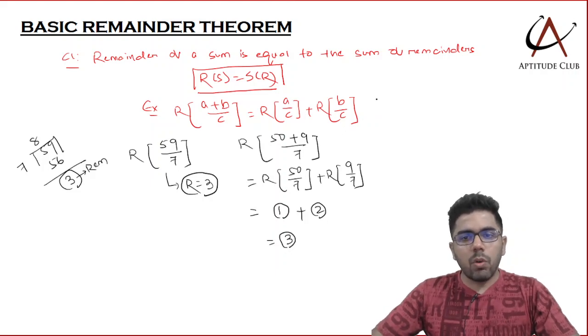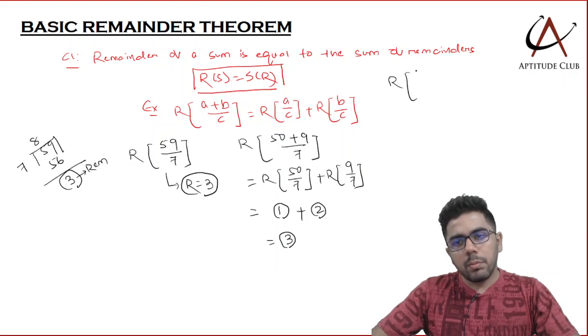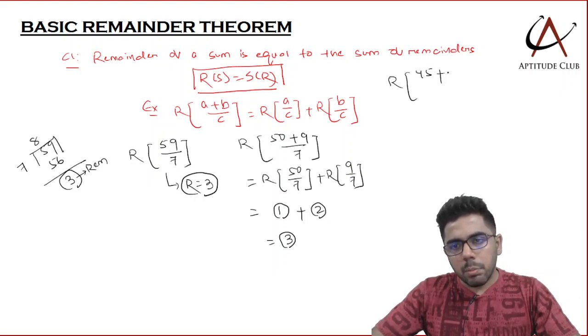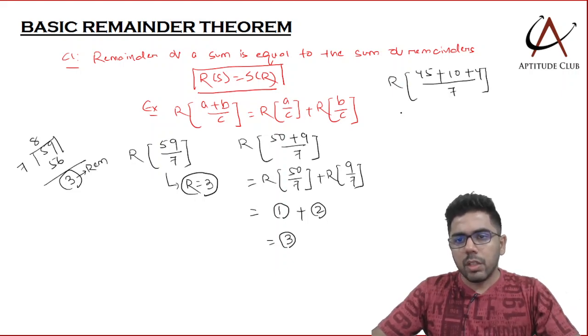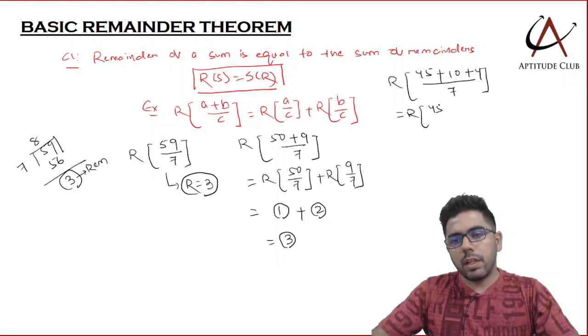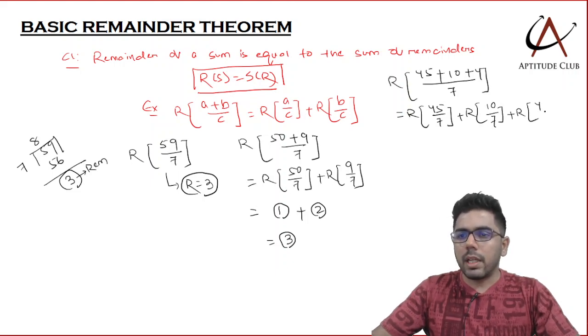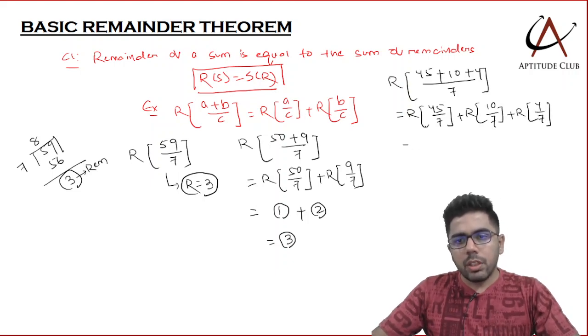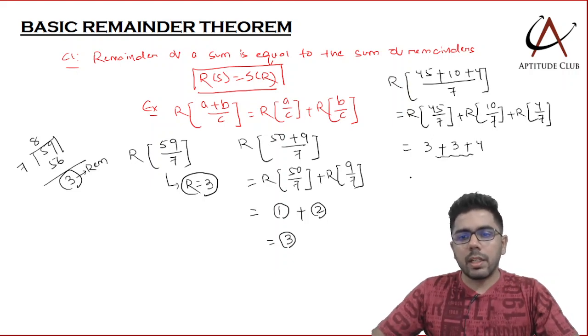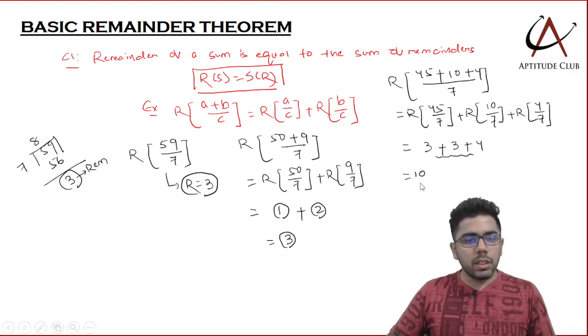Now someone else will say, no, what if I break it in this way? 50 I'll break as 45 plus 10 plus 4 divided by 7. So you can write it as the remainder of 45 divided by 7 plus the remainder of 10 divided by 7 plus the remainder of 4 divided by 7. Now 45 divided by 7 remainder is 3, 10 divided by 7 remainder is again 3, 4 divided by 7 remainder is 4. But when you add this, 3 plus 3, 6 plus 4, I get 10. Now 10 cannot be the remainder.